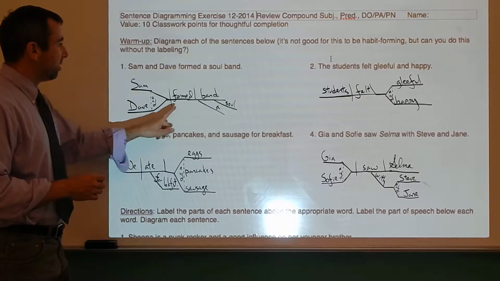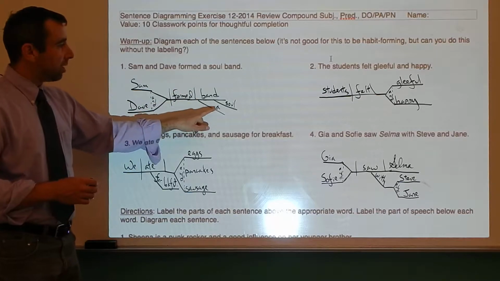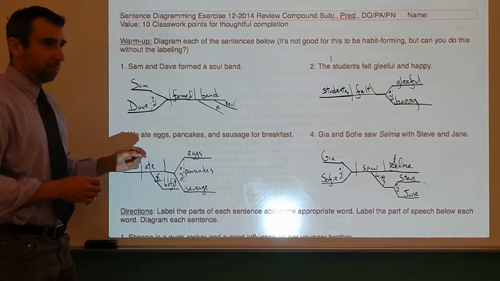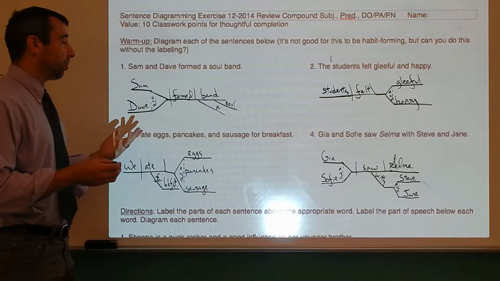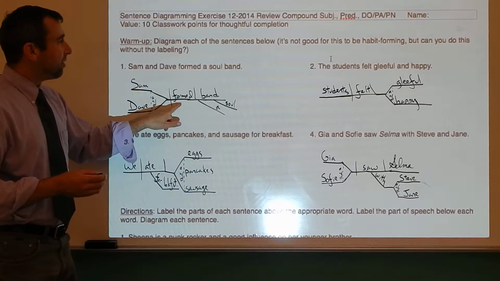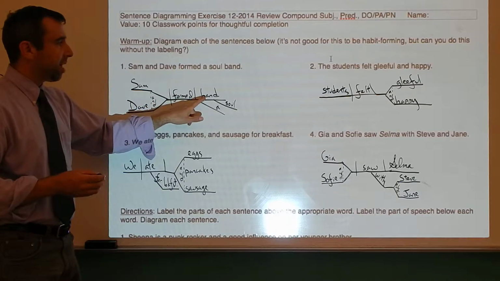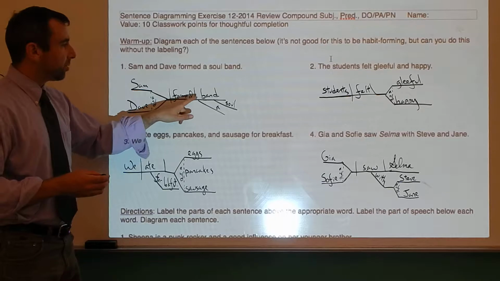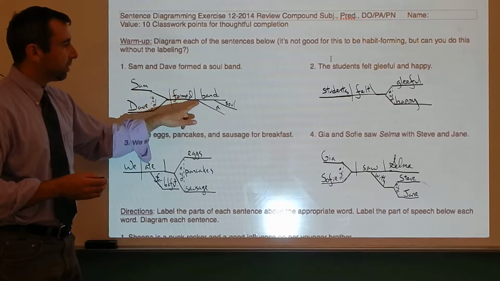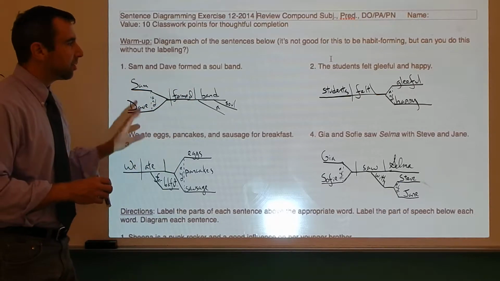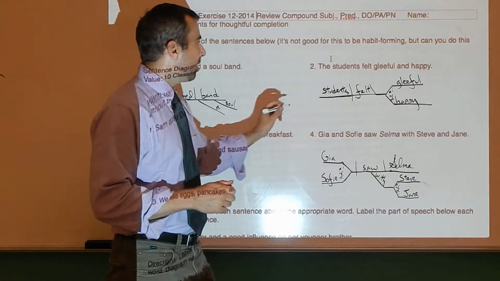Sam and Dave formed, what did they form? A soul band. And there actually was a soul band called Sam and Dave. They were really good. If you think that formed was a linking verb and not an action verb, and therefore that band is a predicate nominative instead of a direct object, and that this vertical line should be diagonal, I can live with that, just so you guys know. Oh, I made a mistake here.